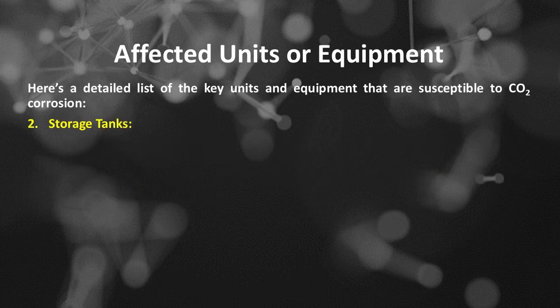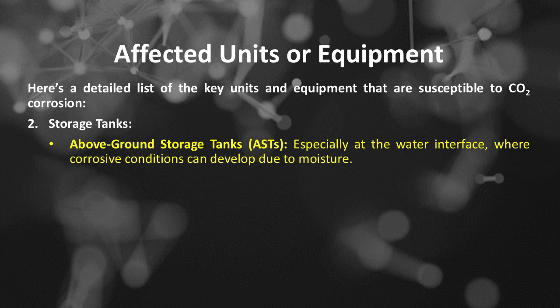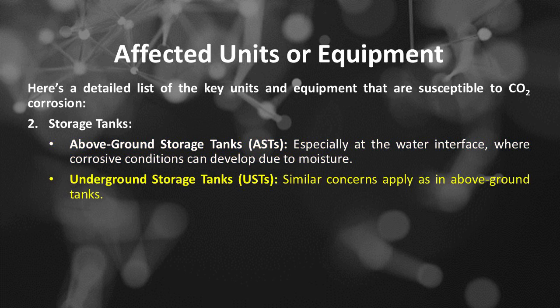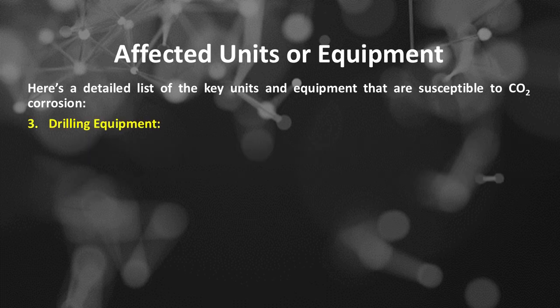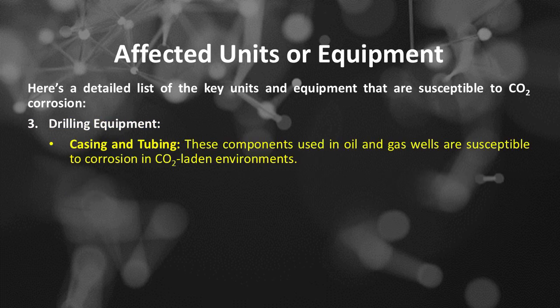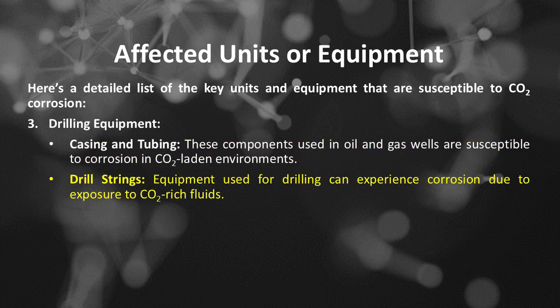Number 2 is storage tanks. Above-ground storage tanks, ASTs, especially at the water interface, where corrosive conditions can develop due to moisture. Underground storage tanks, USTs. Similar concerns apply as in above-ground tanks. Number 3 is drilling equipment. Casing and tubing. These components used in oil and gas wells are susceptible to corrosion in CO2-laden environments. Drill strings. Equipment used for drilling can experience corrosion due to exposure to CO2-rich fluids.